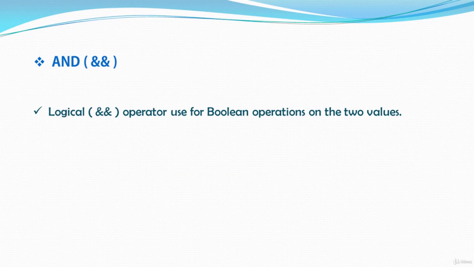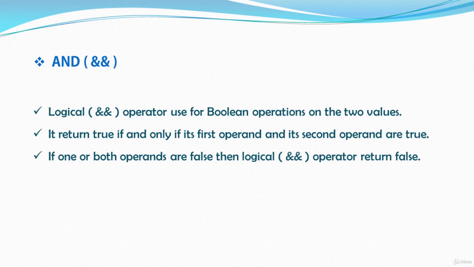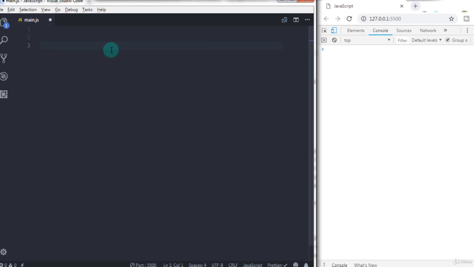The logical AND operator is used to perform Boolean operations on two values. It returns true if and only if its first operand and its second operand are true. If one or both operands are false, then the logical AND operator returns false. The logical AND operator is used as a conjunction to join two relational expressions. So let's take an example and understand how the AND operator works.